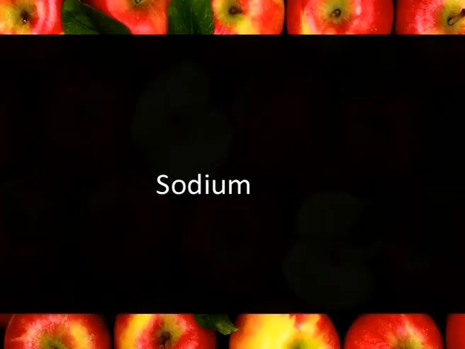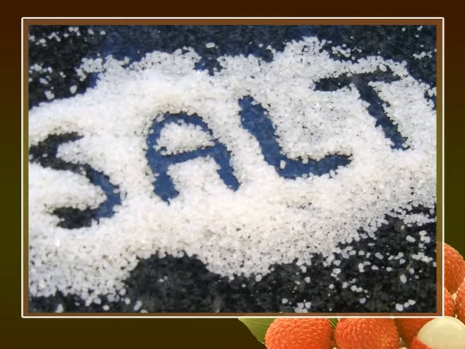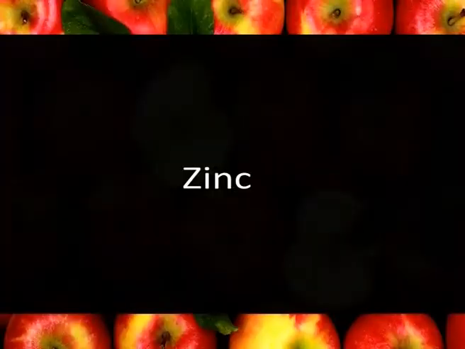Now next is sodium. Sodium is a mineral, an essential nutrient. It helps to maintain blood volume, regulate the balance of water in the cells and keep nerves functioning. Sodium is also important in maintaining the proper acid balance and in transmission of nerve impulses. Fruits rich in sodium are pomegranate, strawberry, apple, pear, orange, lemon and so on.